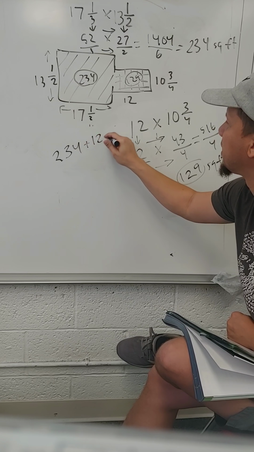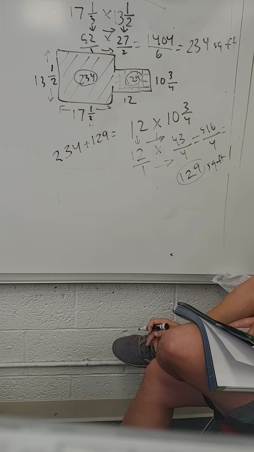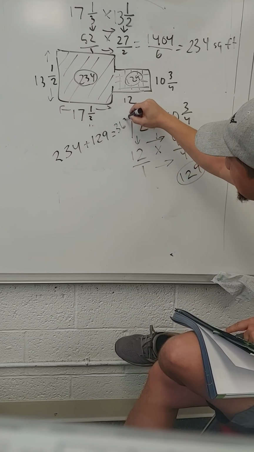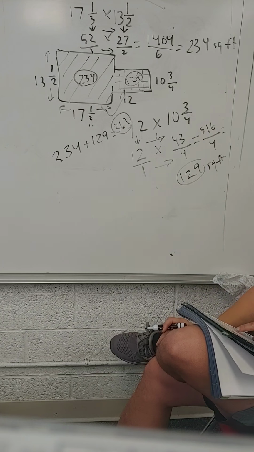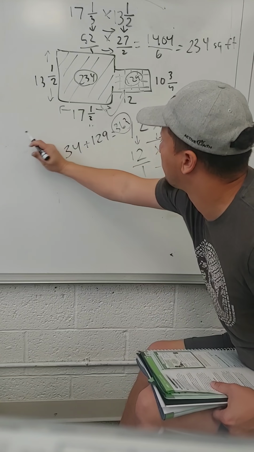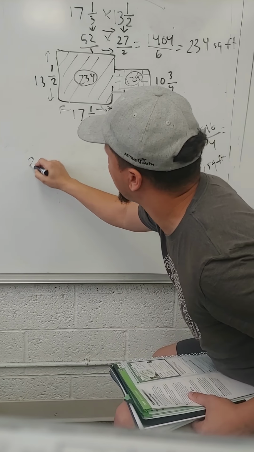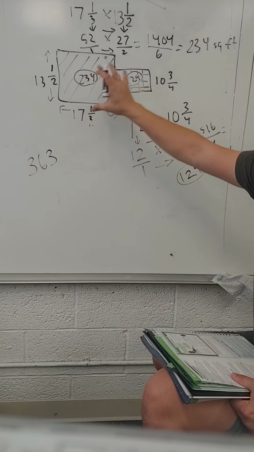Plus 129. Okay. Which is going to give you the grand total of 363. Okay, that's for both of these. 363. Okay, now what do we do with that 363? Because remember, we're trying to find cost. We just know it's 363 square feet for the whole space.